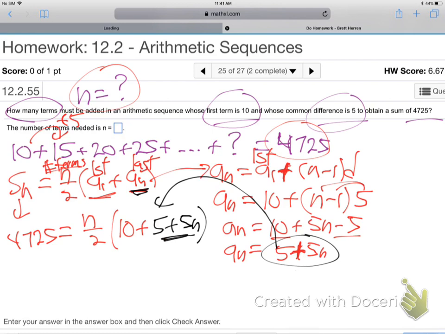Slow down there for a minute. See what I did there? So I wrote the S sub n formula, n over 2 times (a1 plus an). I know a1. I don't know n. I know a1, and then for a sub n, I went and did the a sub n formula and brought it back. So what now? Well, now we have to solve this thing. That's not easily done. First off, whenever you have a fraction, a denominator, get rid of it. So multiply both sides of the equal sign by 2. It'll cancel here. 2 times 4725, I don't know.